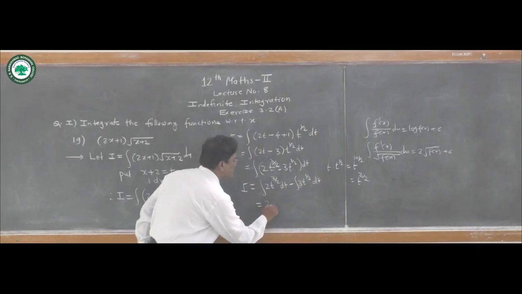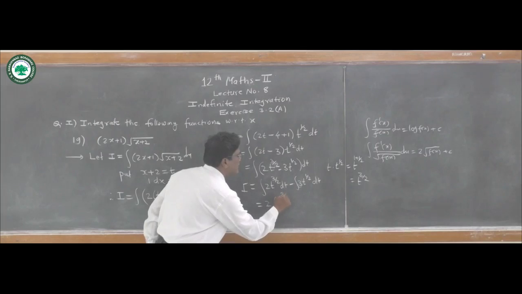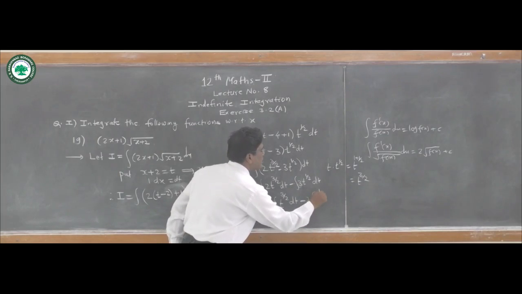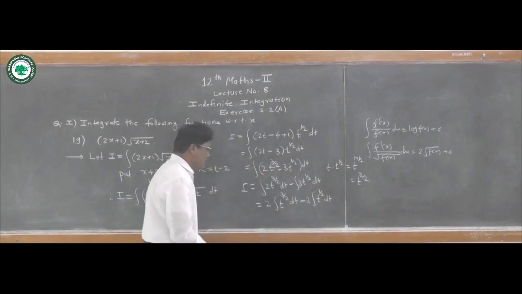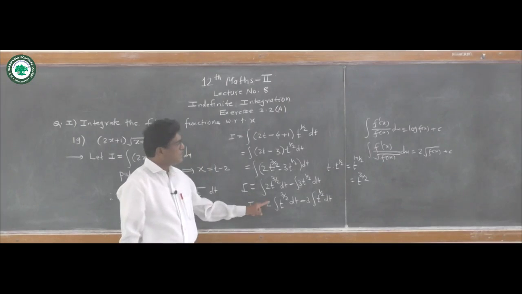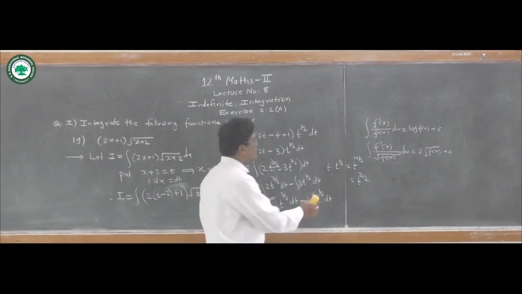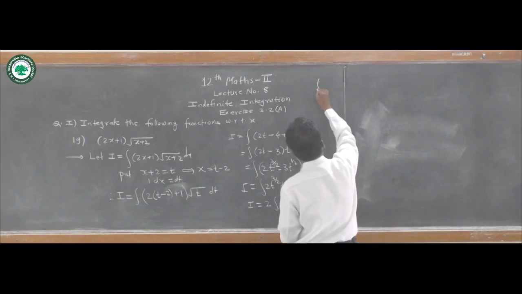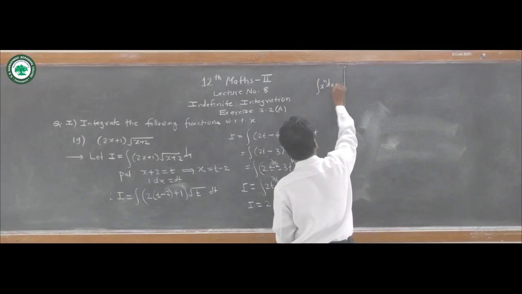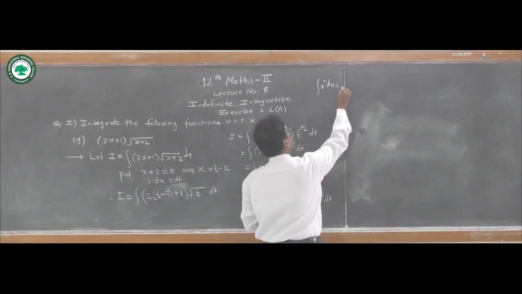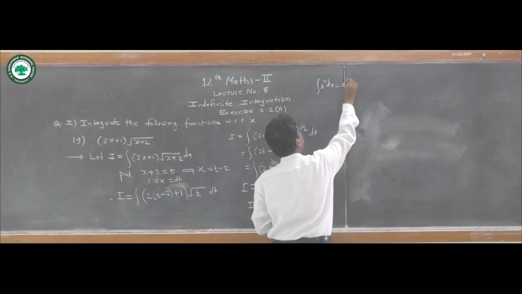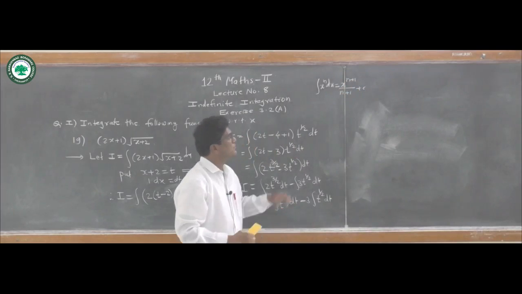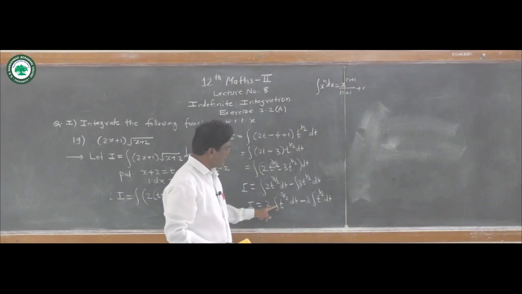And so it is equal to 2 into integration of t to the power 3 by 2 dt minus 3 into integration of t to the power 1 half dt. And now use here the formula for integration of x to the power n dx. What is the formula? Integration of x to the power n dx is equal to x to the power n plus 1 divided by n plus 1, plus constant of integration. We use this formula to integrate this.